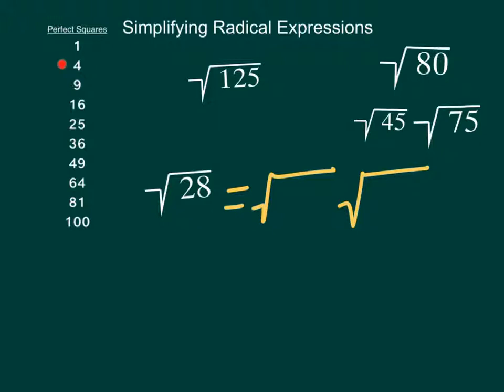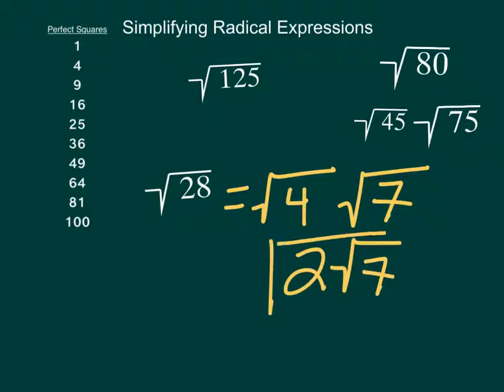4, however, will help me change the square root of 28 into a simplified radical form, because 4 times 7 is 28. And this means that now I can take the square root of 4, because that will be 2. So now I would have 2 times the square root of 7, or 2 root 7.